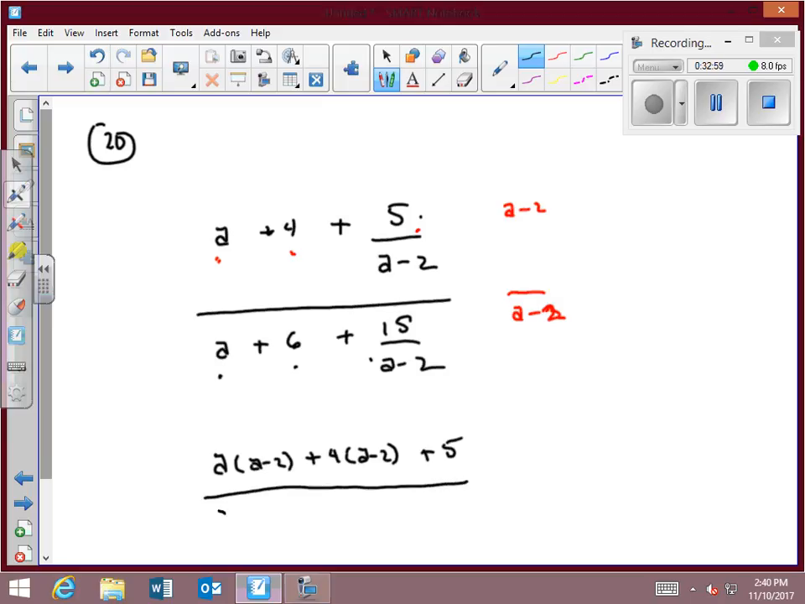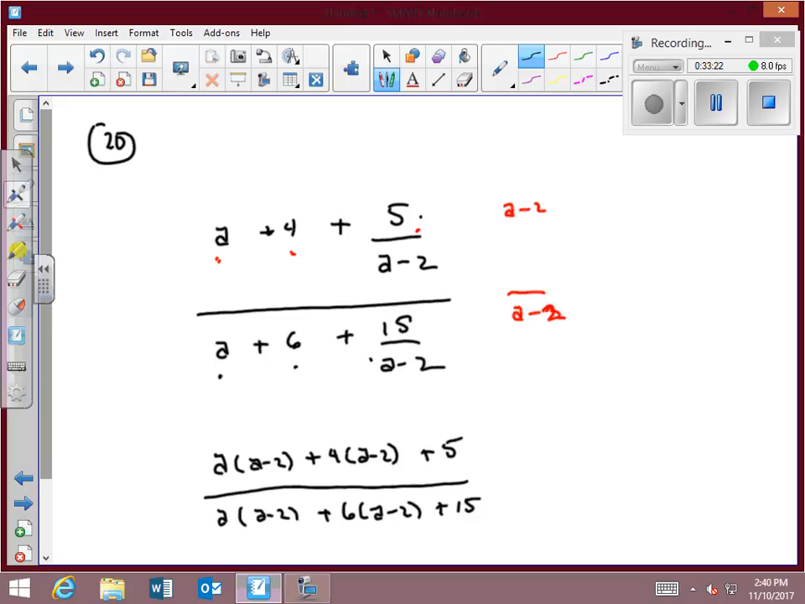So it's going to be the denominator, A times what? A minus 2, plus 6 times A minus 2. And then plus 15, right?